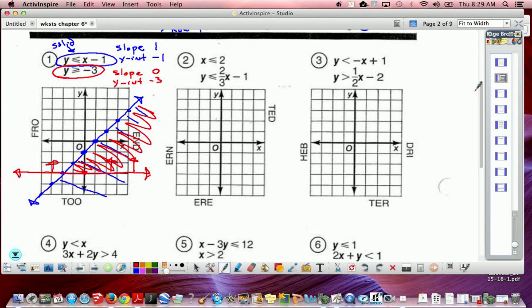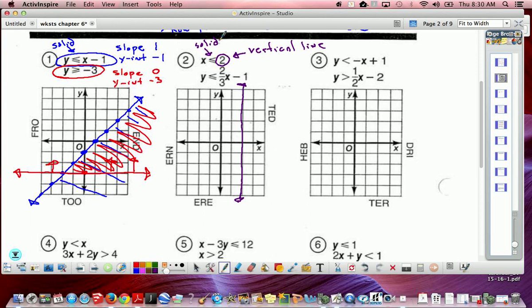Do the same thing for number 2. We're going to be doing this for these 6 problems. Number 2 says x is less than or equal to 2. When you have an x, we know this is a vertical line because there is no slope when you don't have a y. So we know this is a vertical line at 2. I go ahead and draw my vertical line at 2. It is solid because it has the equals.